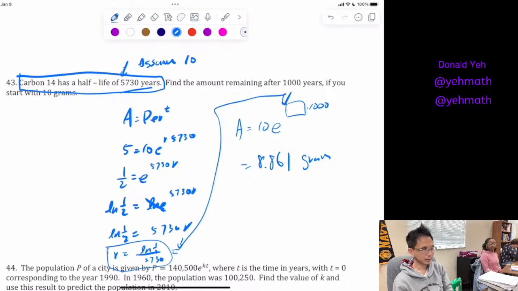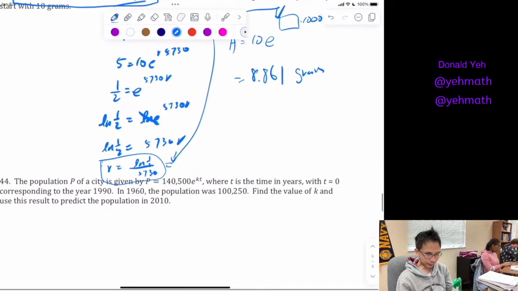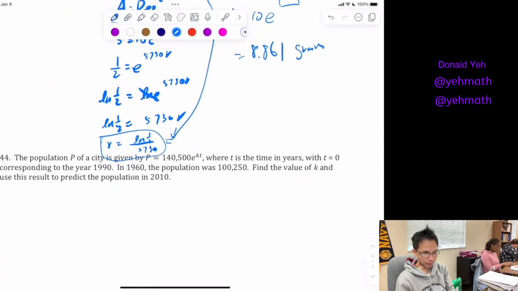Questions? This probably will be the hardest question. But basically you find out the R first, and then you plug it back in. Yes. Can you go from 44? 44. The population of a city is 40 e to the kt. See, they use K and T there. T equal to 0 corresponds to 1990.